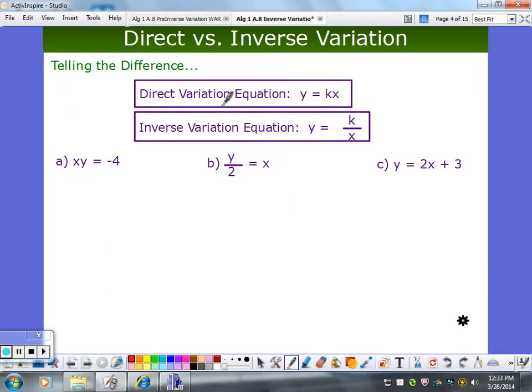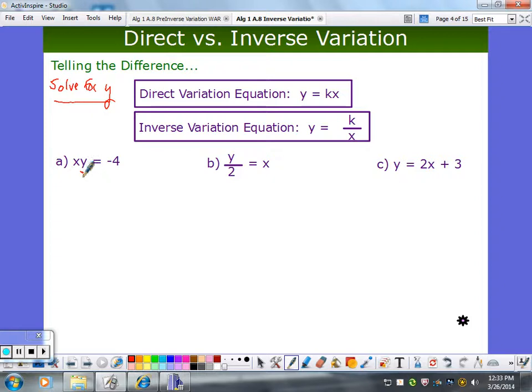Now we did this on our warm-up. How did you figure out if something was a direct variation? We solved for y, right? And when you solve for y, you said, gee, did it match this model of y equals a number times x? Well, we're going to do the same thing. Let's solve for y, but we're now going to compare it to two things. If it's not this one, maybe it's this one. Or maybe it's neither of them.